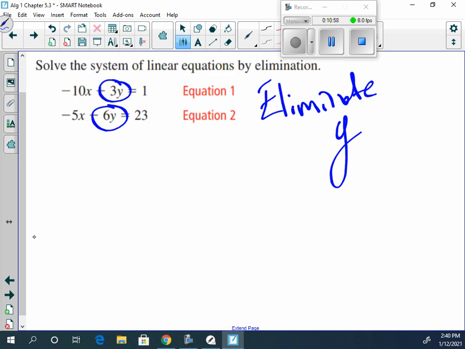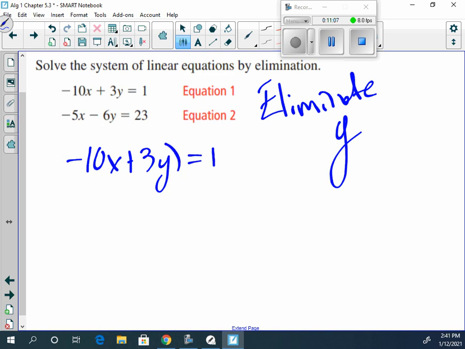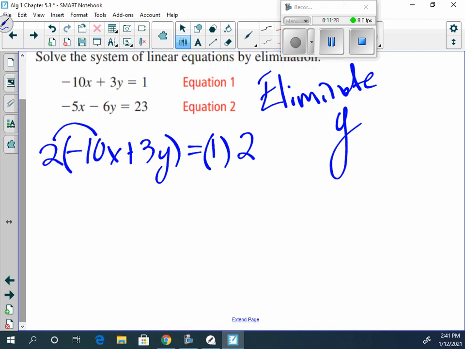So what we're going to do is take the top equation, negative 10x plus 3y equals 1, and multiply the entire equation by 2. What they call this in mathematics is a scalar, and we're scaling the problem. We're not changing anything about the numbers. We're just increasing everything by a factor of 2, a scalar of 2. So we have to distribute. Well, 2 times negative 10 will be negative 20x, plus 2 times 3y would be 6y, equals 2 times 1 is.